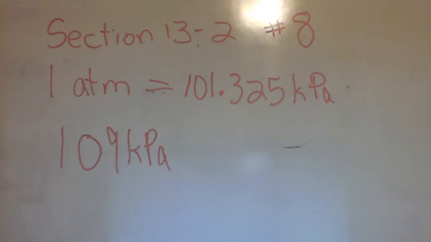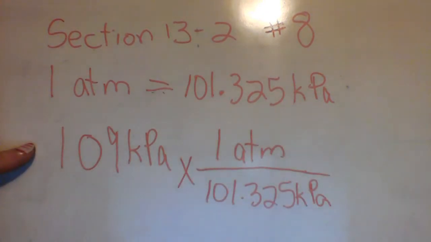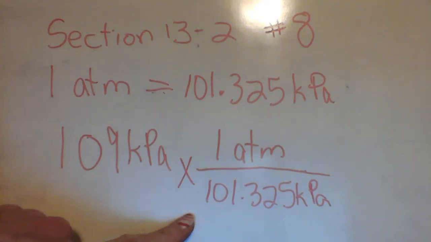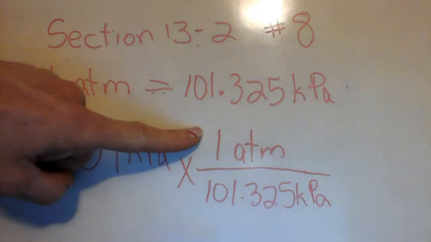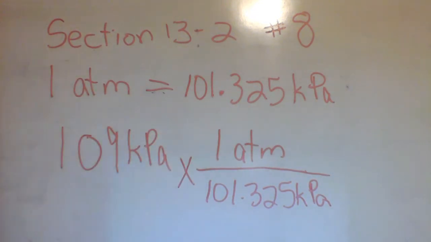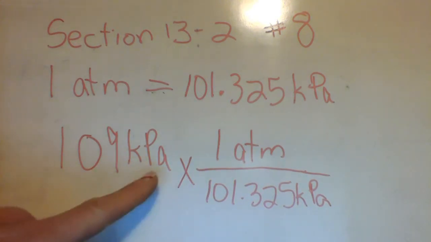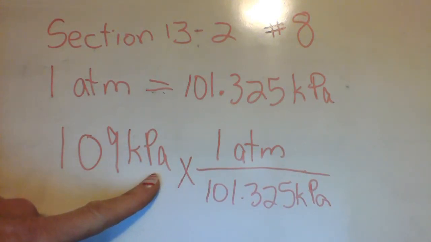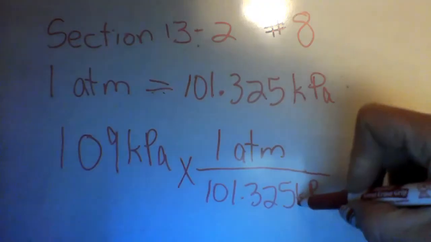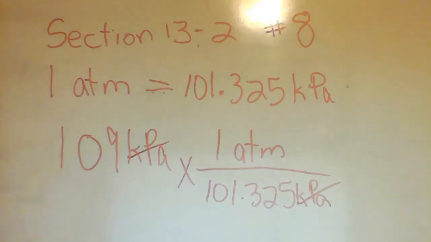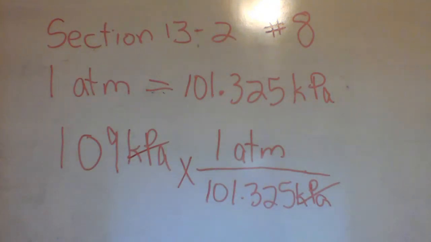We start with the information given, 109 kilopascals. Then we multiply by a fraction. The fraction is equal to 1 because the amount on the top of the fraction and the amount on the bottom of the fraction are equal. We know that kilopascals has to be on the bottom of the fraction so that the units will cancel one another out.